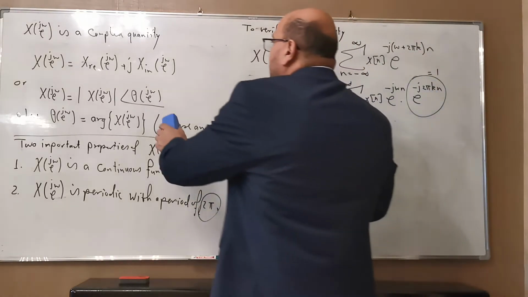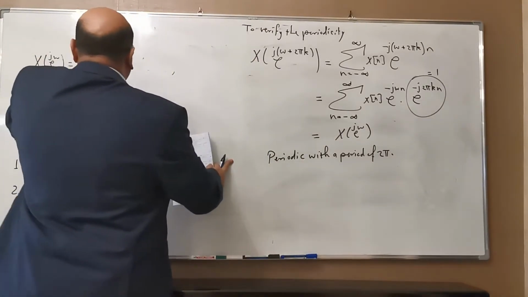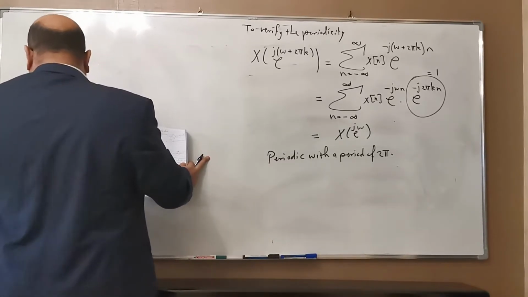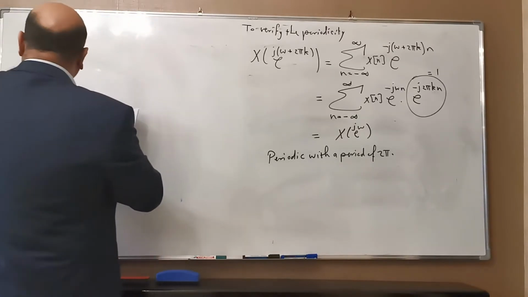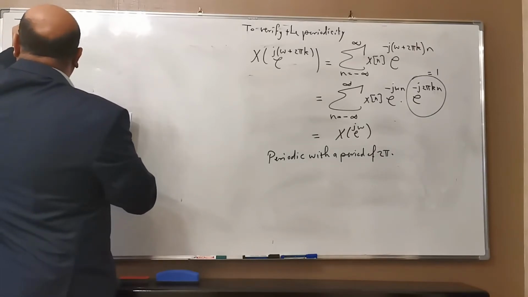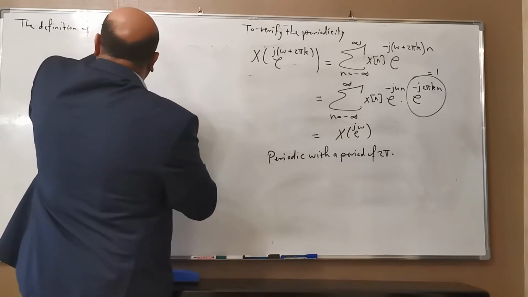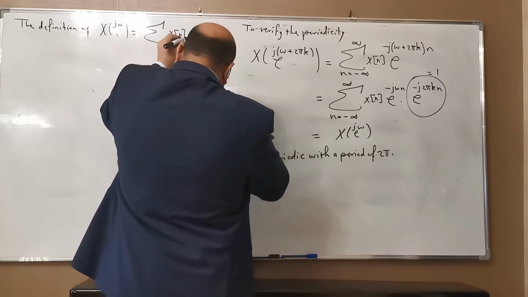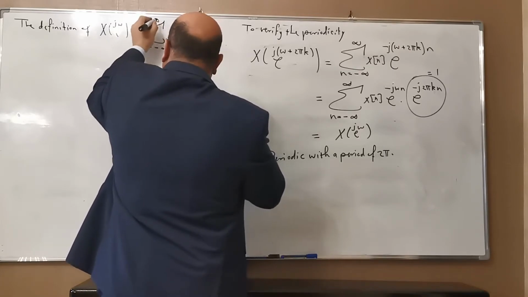Okay, let's take a look now. I'm going to make use of the periodicity and the shape of the transformation itself to make a conclusion and get the inverse of the function, the inverse of the DTFT. So the definition of X(e^{jω}) equals the summation of x[n] e^{-jωn} from n equals minus infinity to infinity.